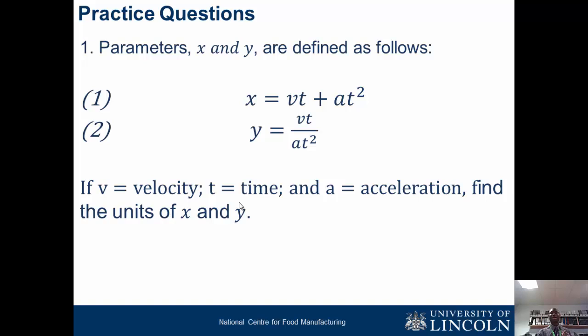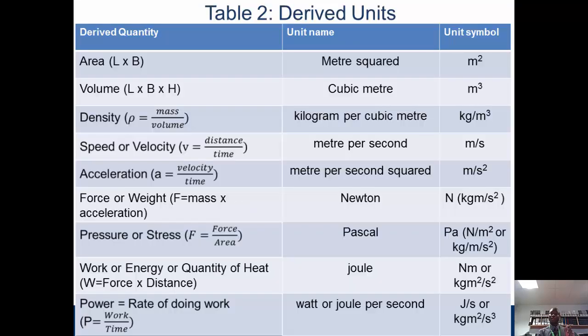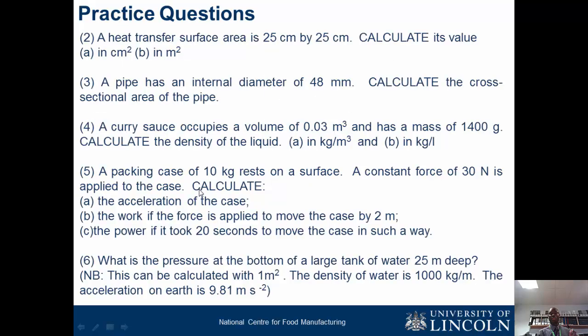Now, going back to the formula. The formula for acceleration is given to us as velocity over time. Now, you have the velocity over time as your acceleration. Sorry, let me go back to the question. The question says calculate the acceleration of the case. Now, if you look at what we're given, we know that acceleration is velocity over time. But here, we are not given velocity, we are not given time.